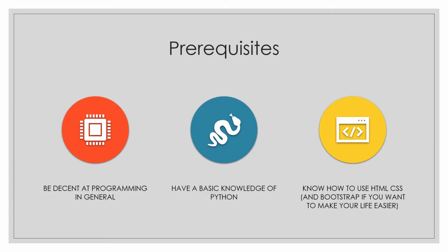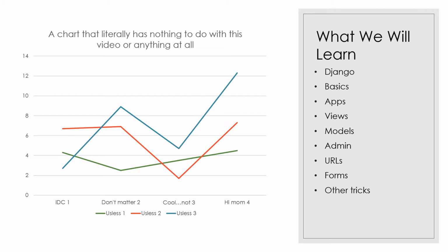Now, the prerequisites to this course: it is a Django beginner-friendly course, but I do want you to know a little bit about programming in general. Also, maybe have a basic knowledge of Python, kind of know how it works a little bit, and knowing HTML and CSS. It is a website course, so you do kind of want to know how to use those. All this stuff isn't 100% necessary, but it's going to help you out a lot if you know those. It'll be much more understandable.